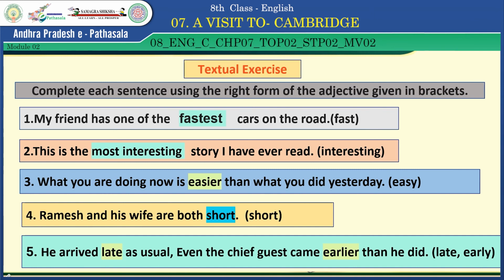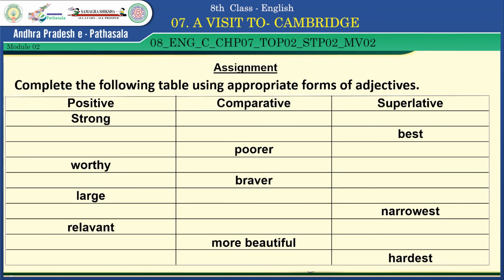Children, do the next assignment. Children, complete the assignment given. Complete the following table using appropriate forms of adjectives: positive, comparative, superlative. And various forms of adjectives are given in their three different forms. And you need to write the correct form of the adjective in the correct place. In the positive form, the adjectives are strong, worthy, large, relevant. Comparative form: poorer, braver, more beautiful. Superlative: best, narrowest, hardest.